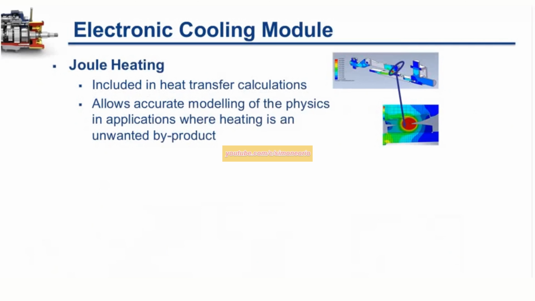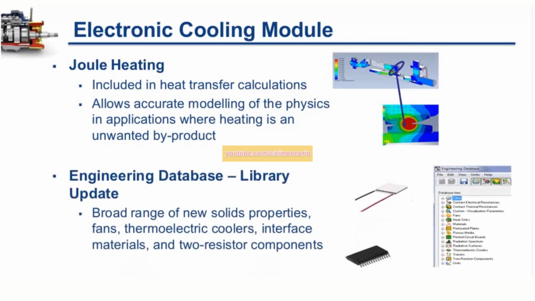There's also the joule heating capability. I call it the toaster effect. If we pass current through a metallic object, we're going to generate heat in the model. And then lastly, the electronics cooling module updates our library, so we have more fans, more materials, everything related to electronics.